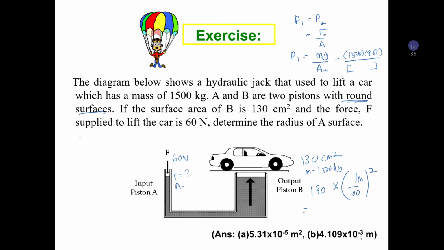After you get the value of P1, P1 is equal to F1 divided by A1. Given F1 is equal to 60 Newton, A1 you need to find, and P1 you already have. So A1 is equal to 60 Newton divided by P1. After you get the value of area, then you can get the value of radius. Since it's a round surface, what is the equation for the area of a round surface? It is pi r square.